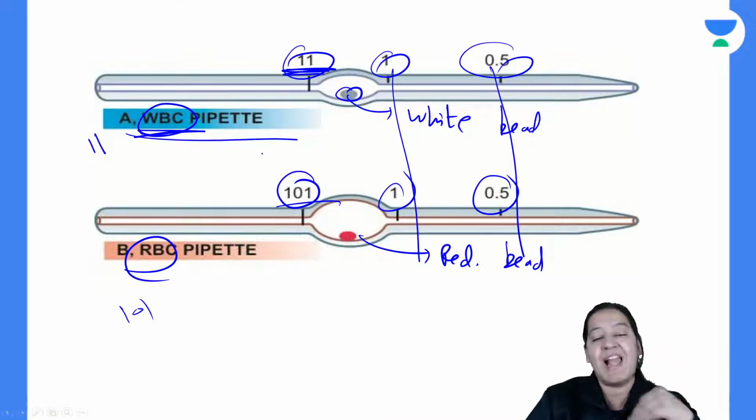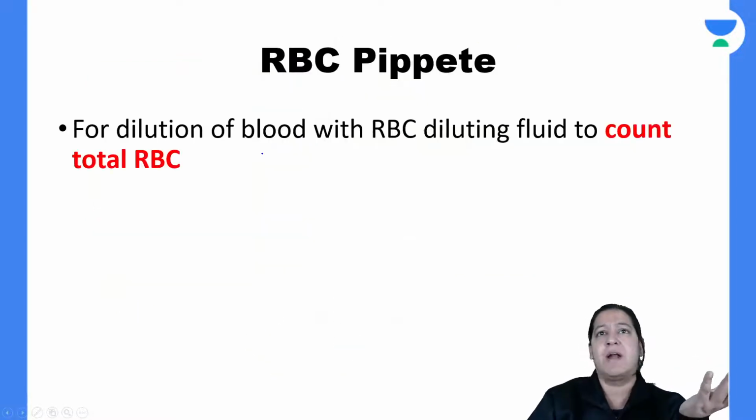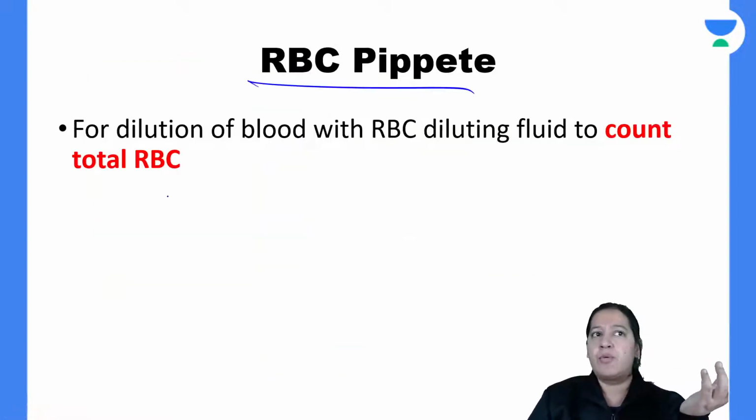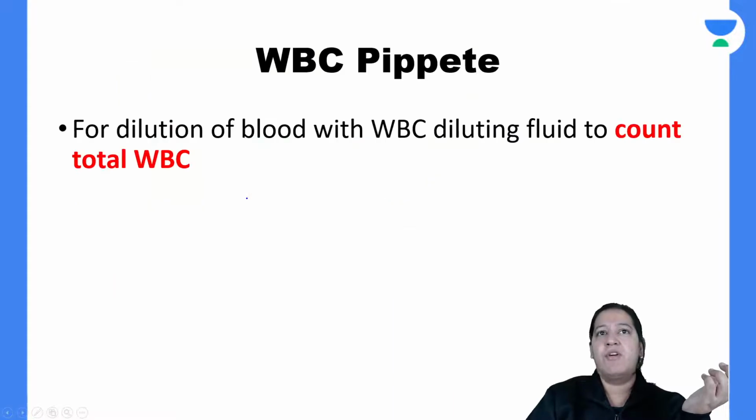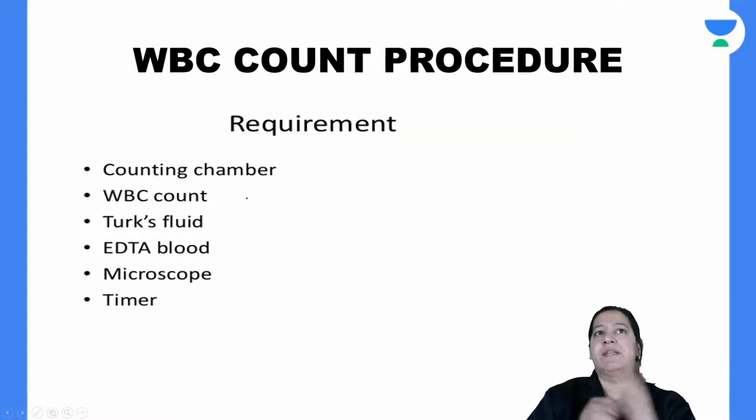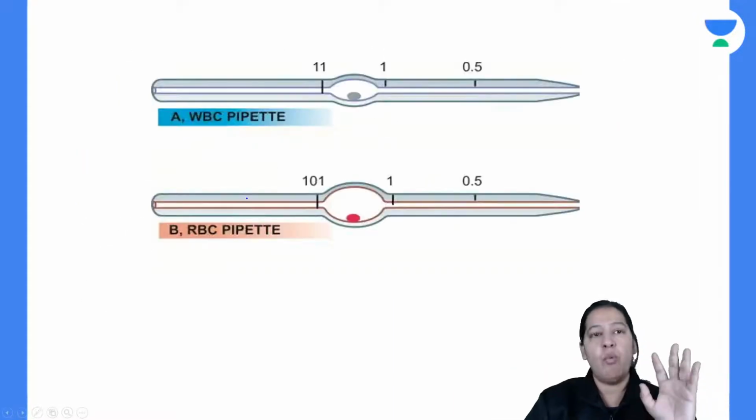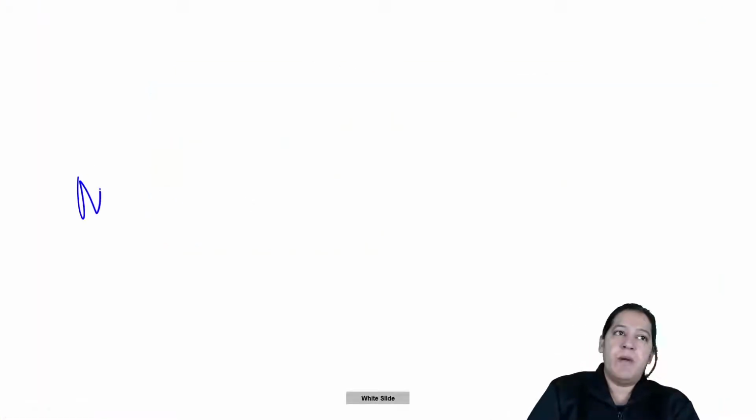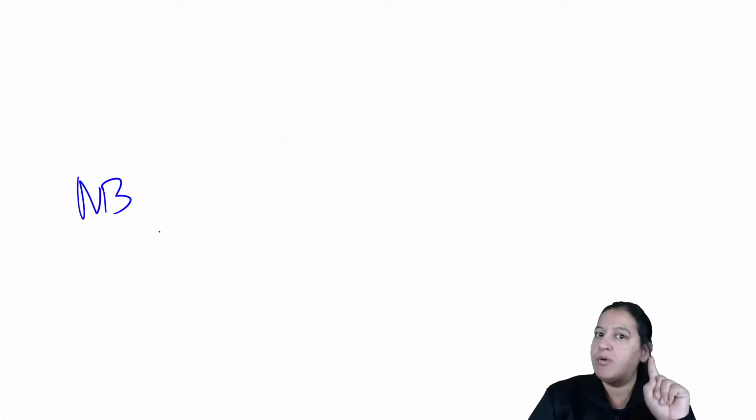WBC pipette is used for calculating WBCs and RBC pipette of course is used for calculating RBCs in the blood. So yes, RBC for counting RBC and WBC for counting WBC. So the two pipettes are over. Let me now recap: till now we have seen there is a Neubauer's chamber used for both RBC count and WBC count.